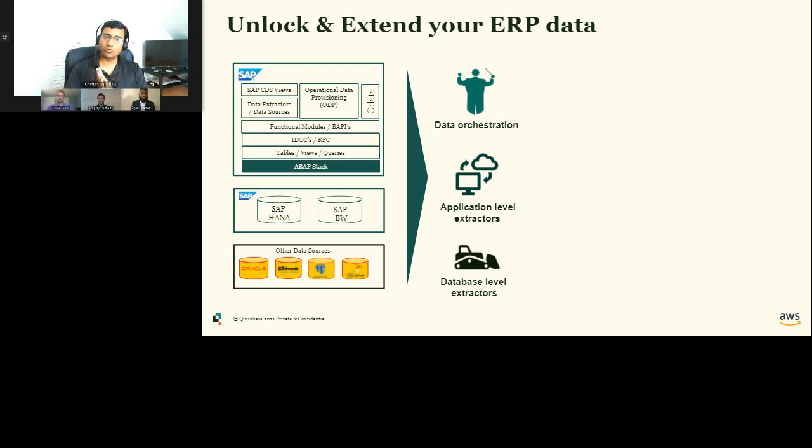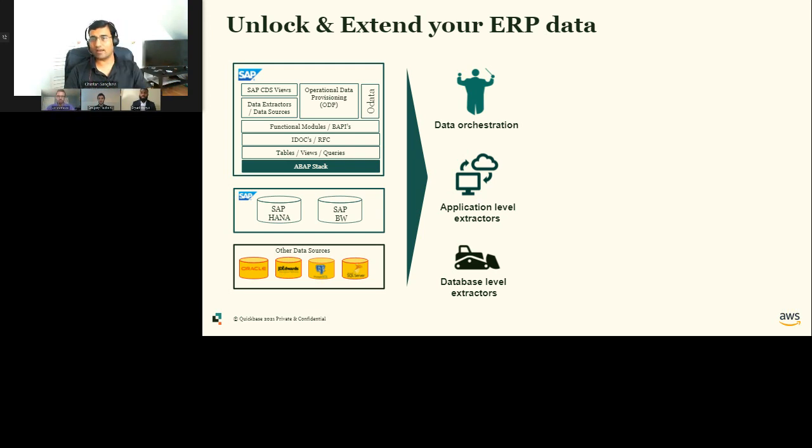You can also use application level extractors, right? And you can extract data directly from, say, SAP HANA and other databases. In this scenario, you will have to think about how you can maintain the relationship between the data. And thirdly, in addition to the SAP data, you might also need data from other sources, say, for example, your Oracle databases or your Postgres databases. And you can use a database level extractor to connect to these databases and extract the data.